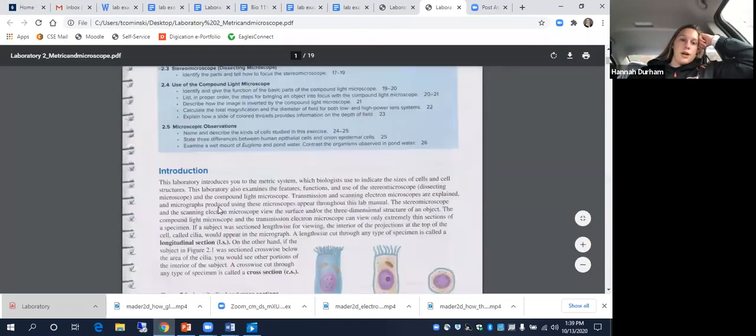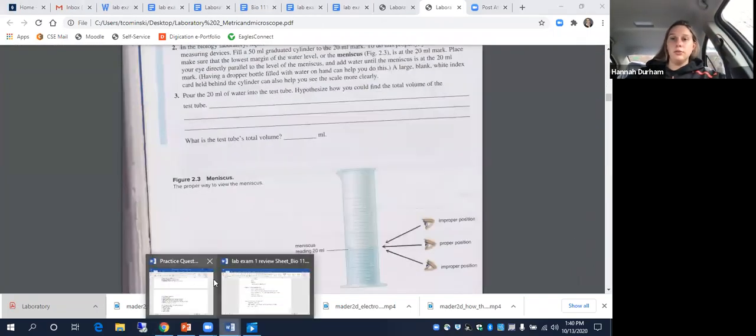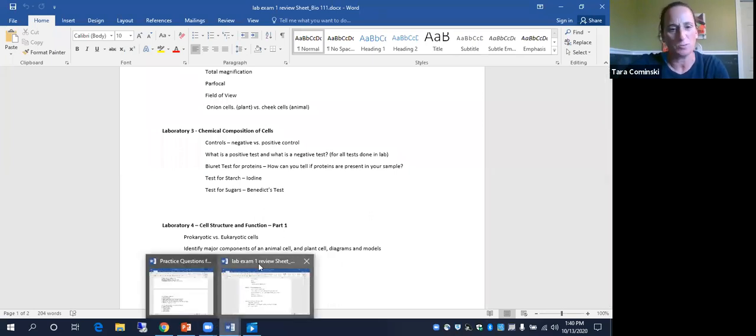What do you want us to write for the onion cell versus the cheek cell? That's more about what they look like in terms of the shape of them. Yeah. Okay, the appearance of them. Yeah, just put a little description there.